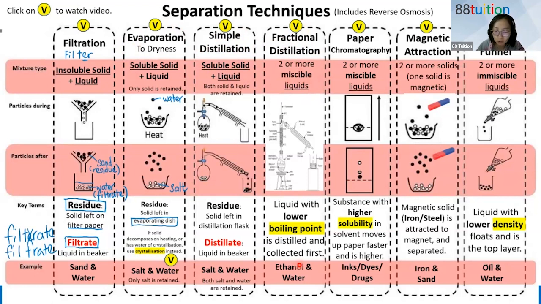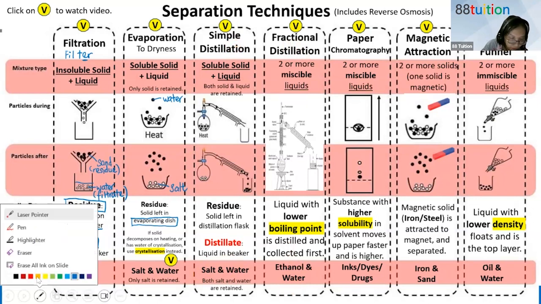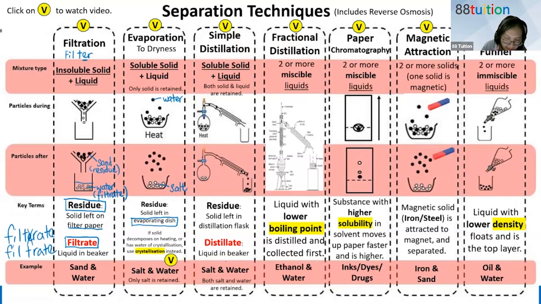For example, ethanol and water. Ethanol is a liquid, water is a liquid. So L and L mix together. When you want to separate liquids, you use fractional distillation. When you want to separate solid from liquid, for example salt is a solid and water is a liquid, so S plus L, then you use simple distillation. Let me write it for you. Here is S plus L. This one is L plus L. S means solid, L means liquid.